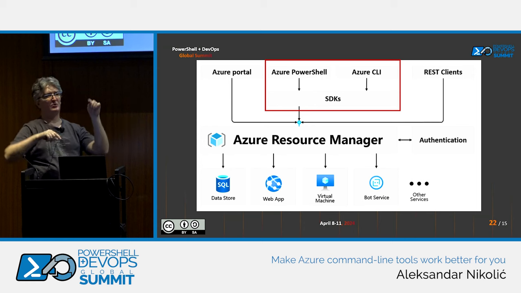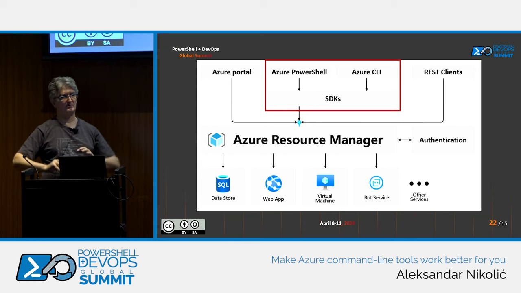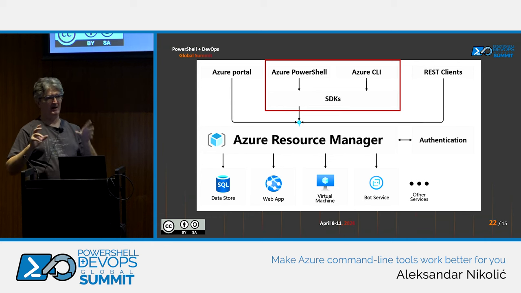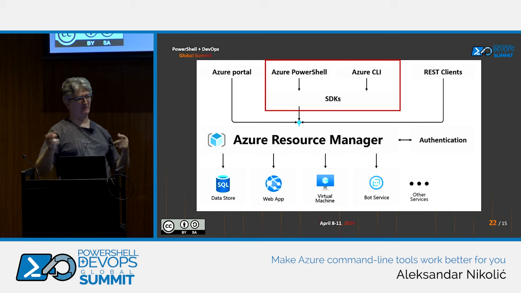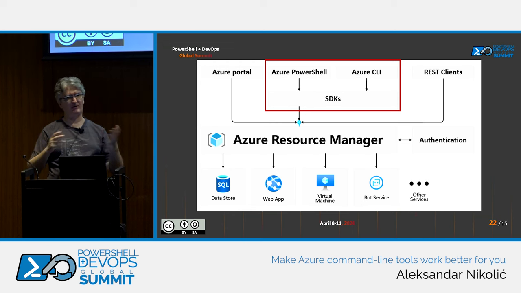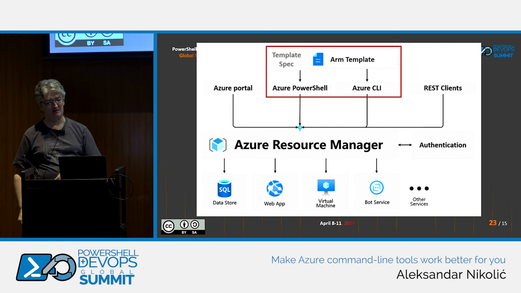And the way they talk to the SDK is different. So that's why we also sometimes get different behaviors from Azure CLI and Azure PowerShell. Default values for certain things that are not specified directly will be different, and we have those inconsistencies. No one is happy about it. This is a big change.